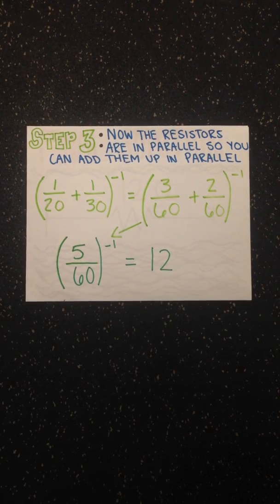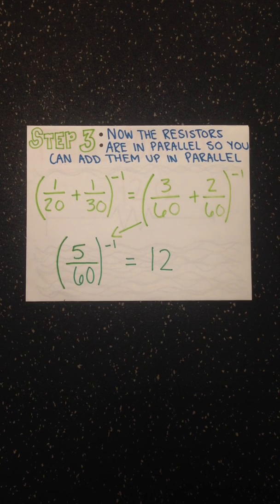For the third step, now the resistors are in parallel, so you can add them up in parallel. 1 over 20 plus 1 over 30, and you find the inverse. First, you have to find the common denominator, which is 60. So you multiply the 20 by 3 and the 1 by 3, and you get 3 over 60. Then you multiply the 1 over 30 by 2, so you get 2 over 60, and then you add those together, you get 5 over 60, and you take the inverse, and that gives you 12.